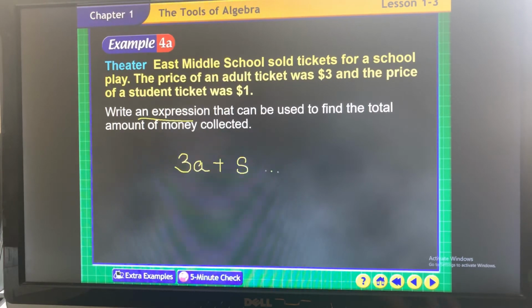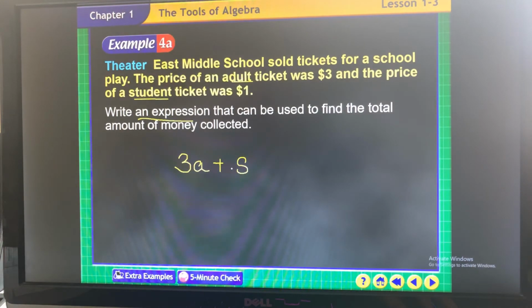I want you to notice a couple things here. First of all, variables are always lowercase. There are certain exceptions to that rule. A lot of times in geometry, we use uppercase letters. But for our purposes, when we're writing algebraic expressions, we will use lowercase letters. Preferably not the letter S because it looks like a 5. But I usually like to make it what I'm talking about. So $3 times the number of adult tickets plus $1 times the number of student tickets.